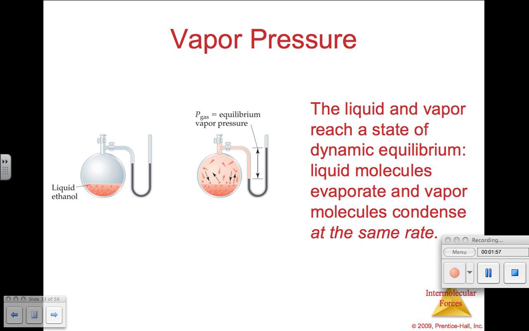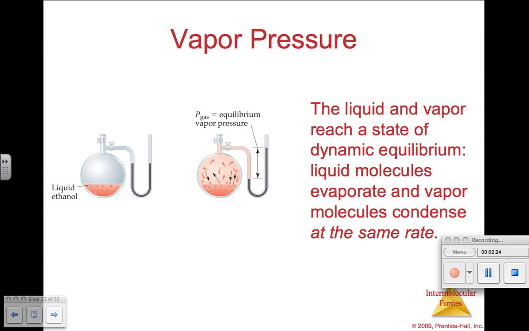So the liquid and vapor eventually reach a state of what's called dynamic equilibrium. Equilibrium is when two things are basically equally balanced. You might think of being on one of those balance boards. It's got the little round thing in the middle, and you're balancing your feet on either end. You're trying to create equilibrium, rocking back and forth.